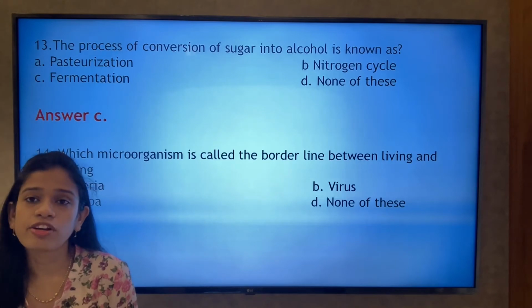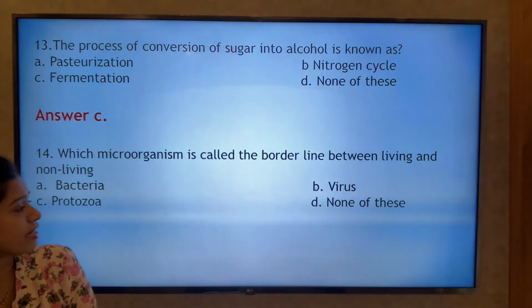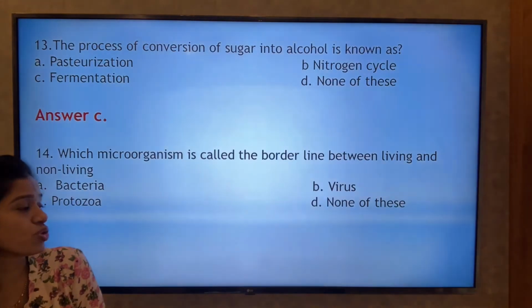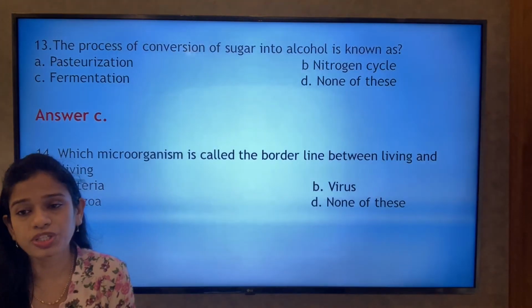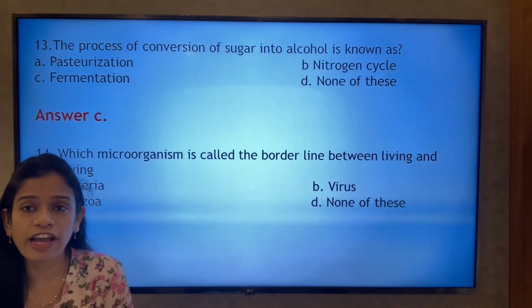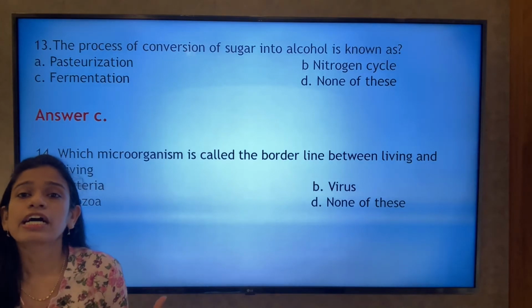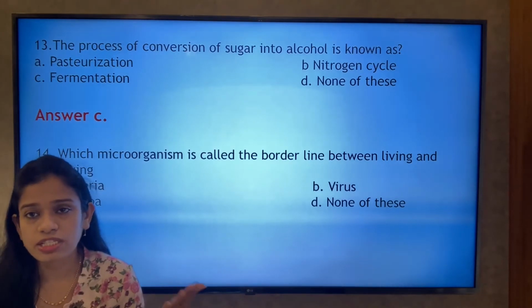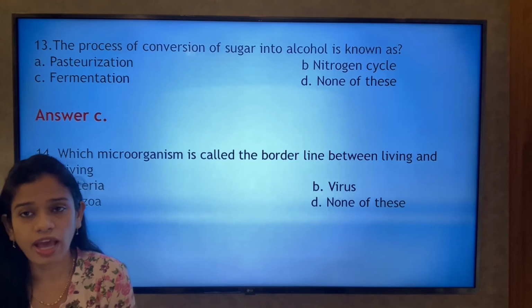So such a kind of microorganism is: A bacteria, B virus, C protozoa, D none of these. The correct option is B, virus. Virus is actually the microorganism which is considered to be on the borderline between living and non-living.